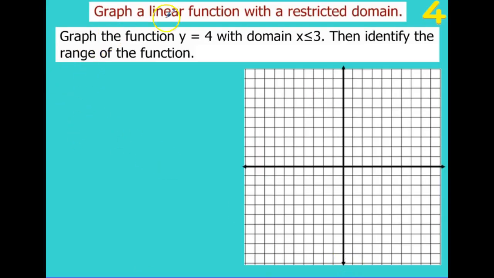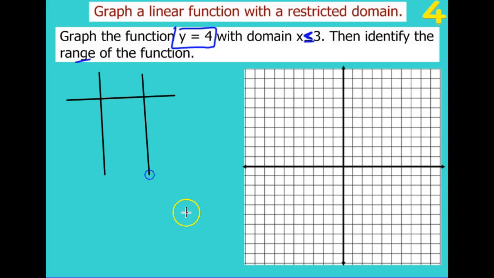Alright, this is our last one. Graph the function y equals 4 with a domain x is less than or equal to 3. Then identify the range. So this one is already solved for y, so I'm just going to make my xy table. X, y. And x is going to be less than or equal to 3. So we're starting at 3. And numbers that are less than 3 would be like 2, 1, 0. If you want to go negatives, you can.